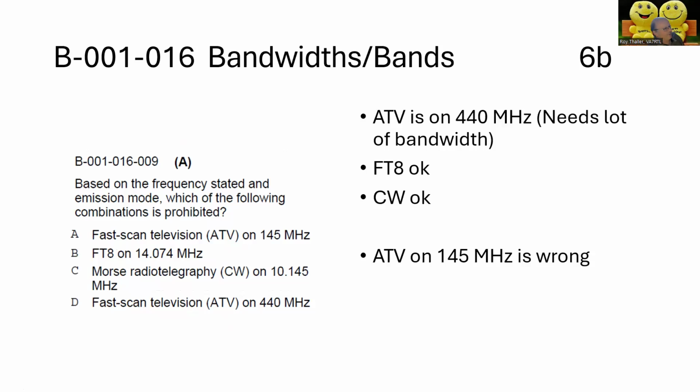Here's another one. Based on the frequency stated and the emission mode, which of the following combinations is prohibited? So when you look at this, you're allowed to do FT8 on 14 megahertz. You're allowed to do CW on 10 megahertz. You're allowed to do fast scan TV or ATV on 440 megahertz, but you're not allowed to do fast scan TV, ATV on 145 megahertz. So this one is prohibited. There's several questions like this coming up.